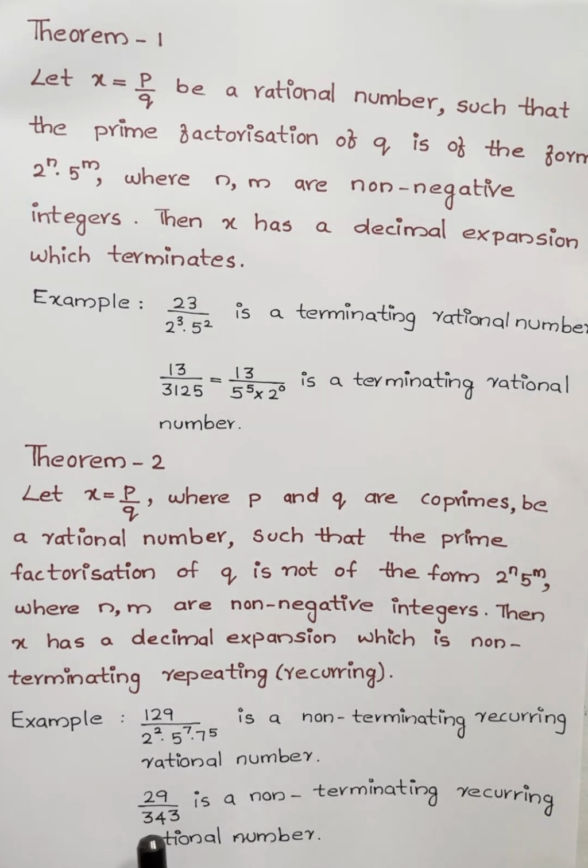Another example is 29 divided by 343. The denominator 343 cannot be divided by 2 or 5. So, 2 and 5 are not the prime factors of 343. Therefore, we cannot write 343 in the form 2 raised to n into 5 raised to m. Therefore, this is a non-terminating recurring rational number.